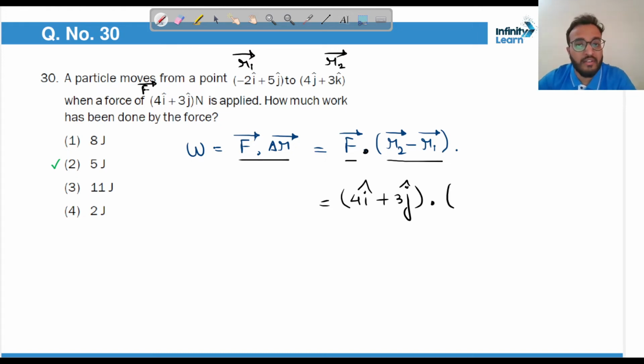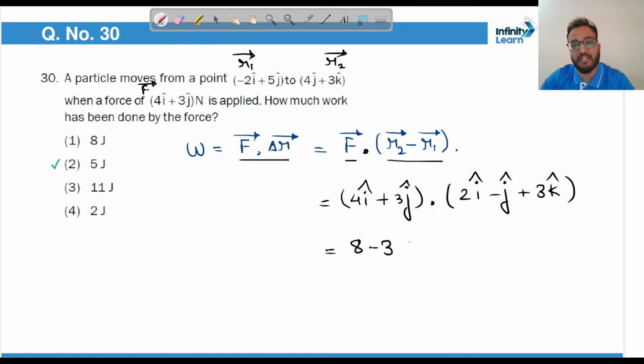Dot 4i cap minus minus, so it is 2i cap. 4j cap minus 5j cap is minus j cap, plus 3k cap minus 0 is 3k cap. Now you do the dot product. It will be 8 minus 3, that is 5 joules. Got it? So this is your work done.